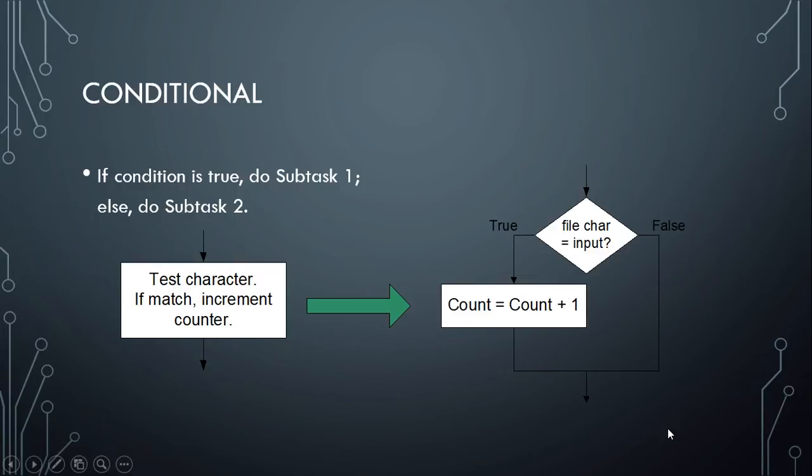Conditional. If a condition is true, do subtask 1. Else, do subtask 2. This is really great if you want to test whether a thing is true or false. So test the character. If matched, increment the counter. So it says, okay, file character. Test that against the input. So we're at the first character. If that's true, I'm going to increase the count by 1. If it's false, I don't care. I'm not going to do anything.